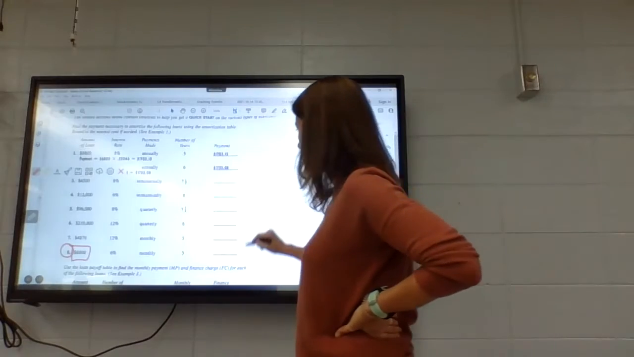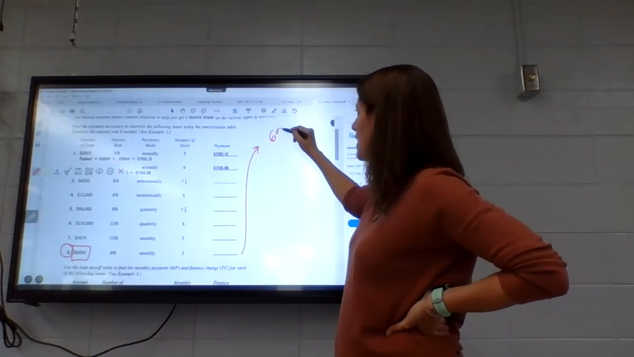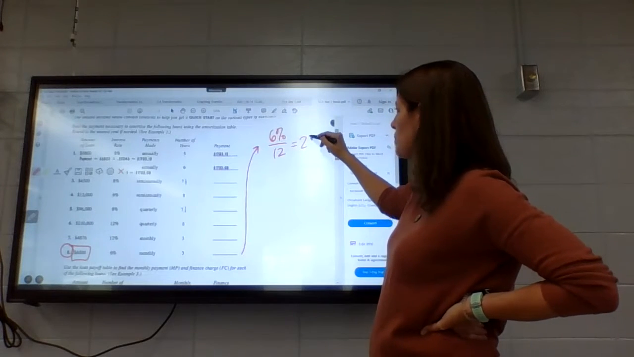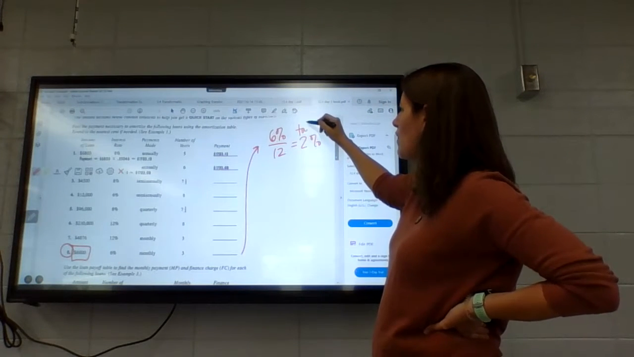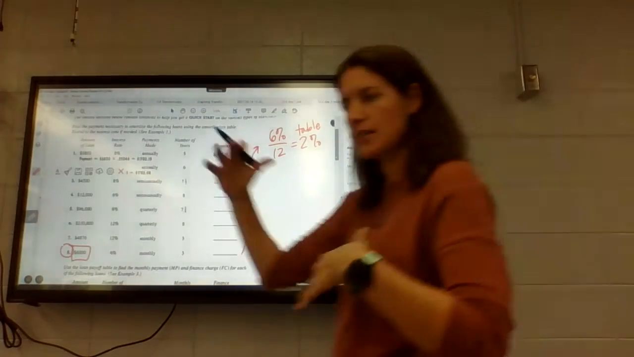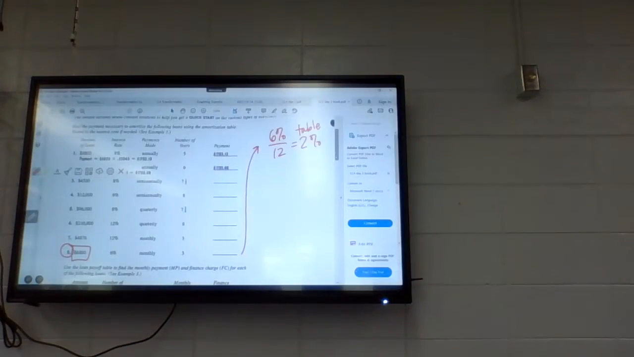So I'm going to just go up here with this. So this is 6%. It's monthly, so there's 12 payments in a year. So 2% is what we're looking at on the table. So that's when you guys have to pull out that table. It was a big sheet of paper.